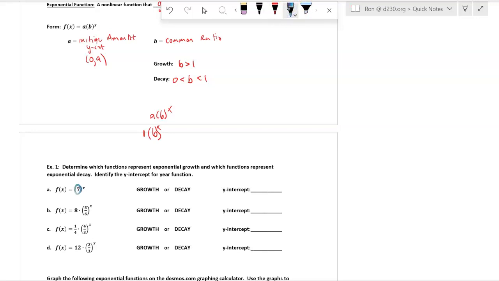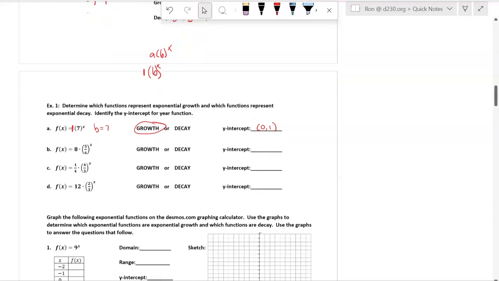this number tells me if it's growth or decay. That number, right? So in this case, b is greater than 1. Oh, sorry, b is equal to 7. 7 is bigger than 1, so I know it's growth. My y-intercept, I have to imagine there's a little 1 there. My y-intercept would be 0, 1.